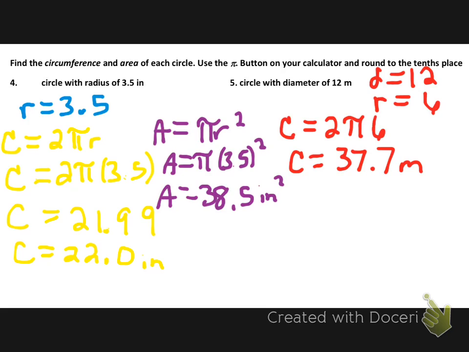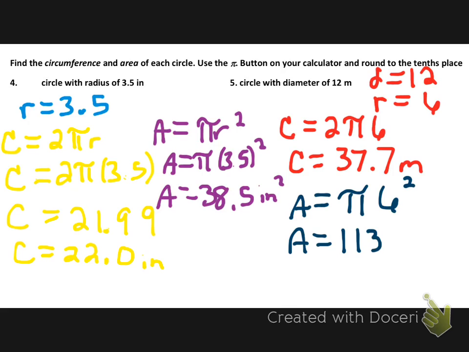And lastly, we've got our area for this one. It's pi, my radius is 6 squared. Again, using the pi button, you'll get 113.1, because we're rounding to the tenths, meters squared.